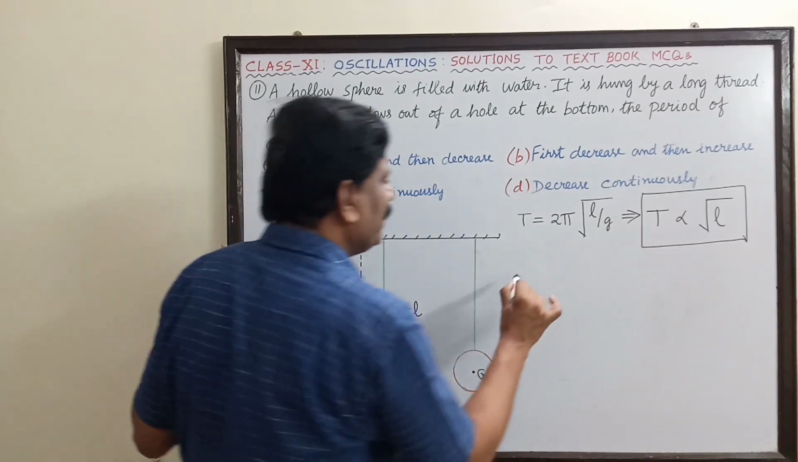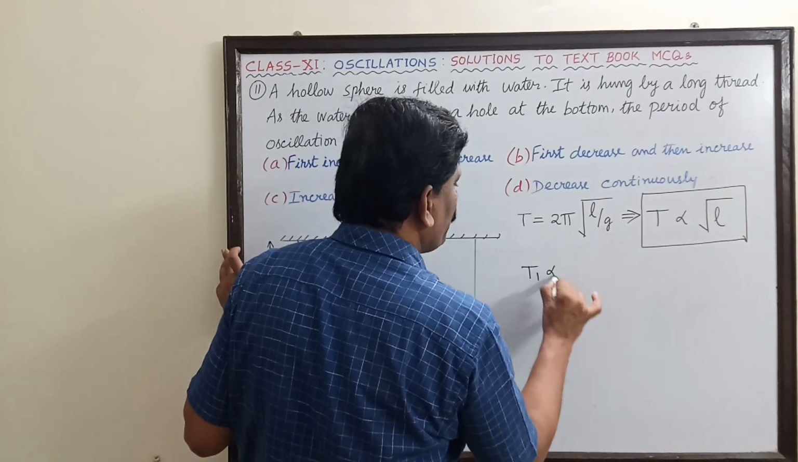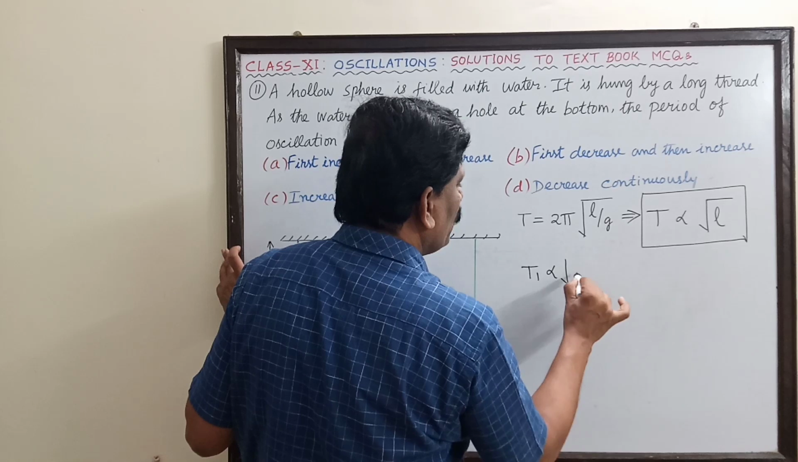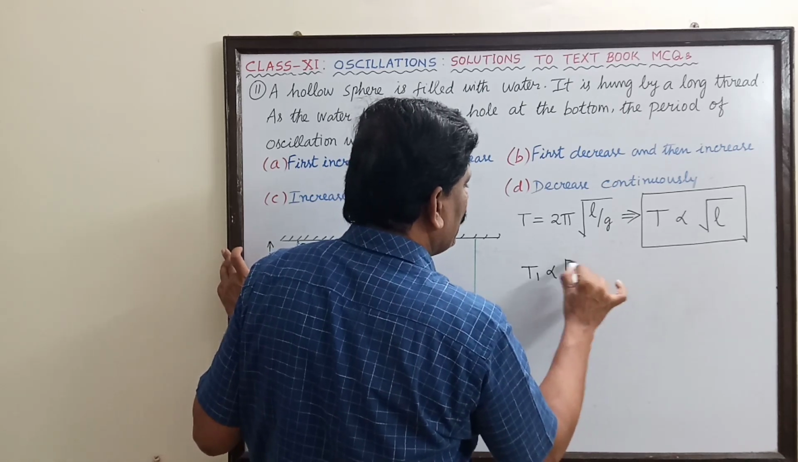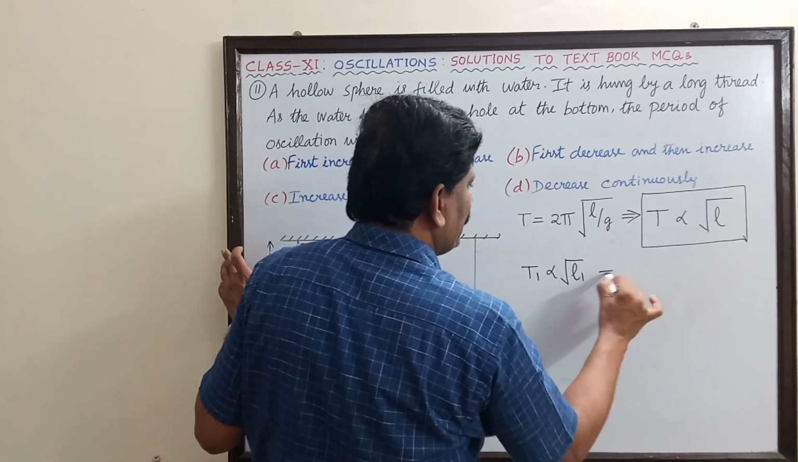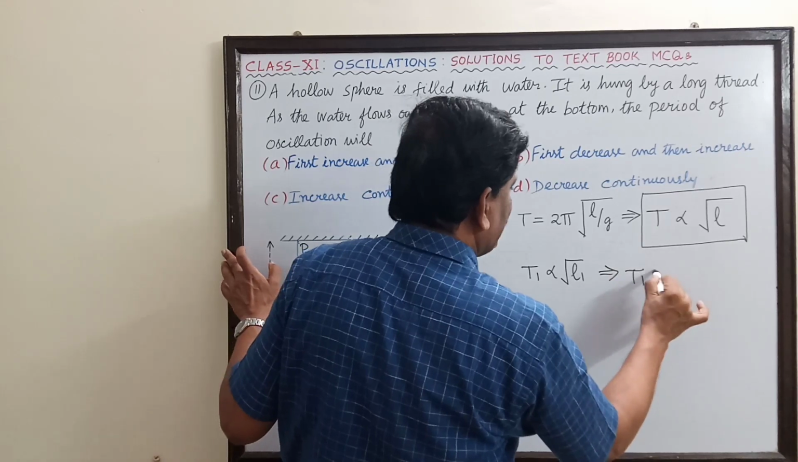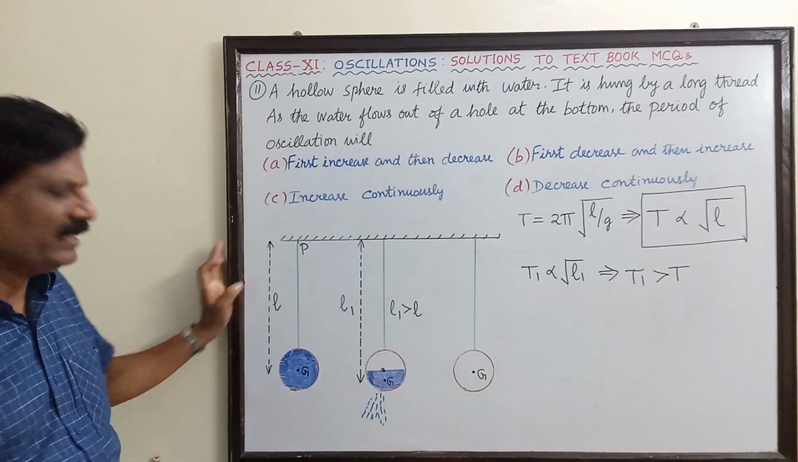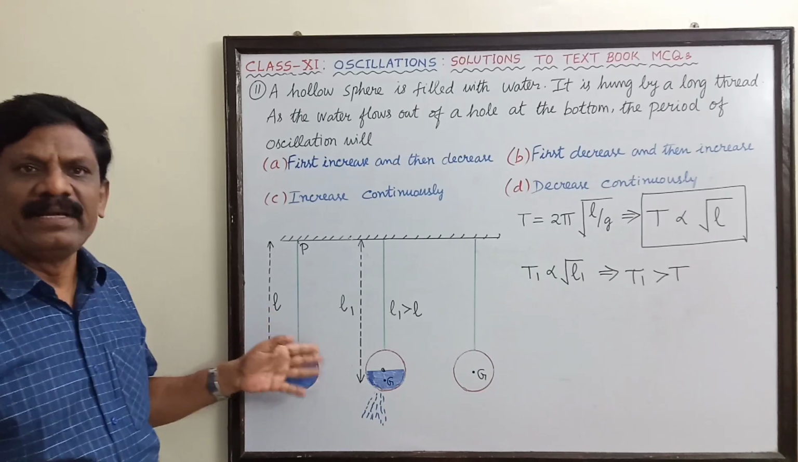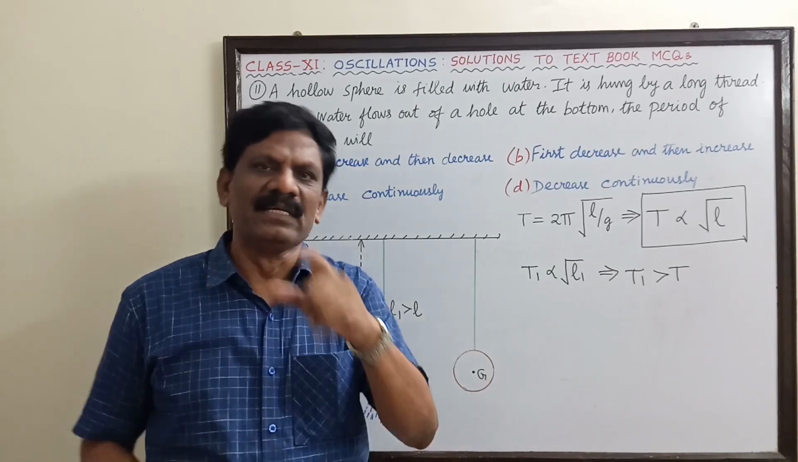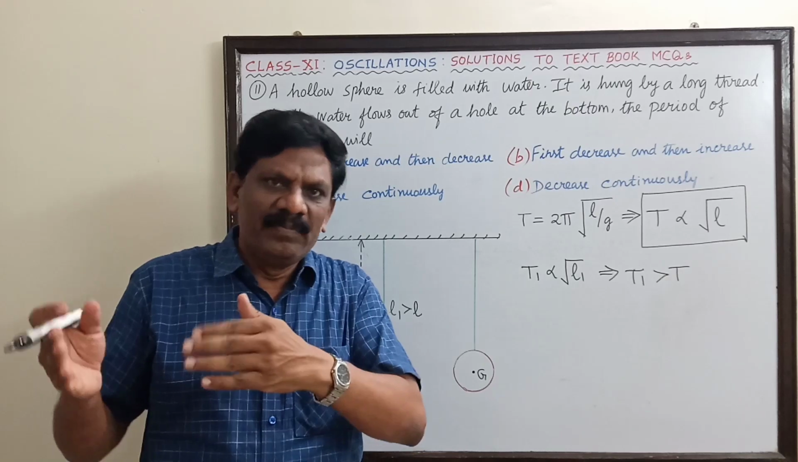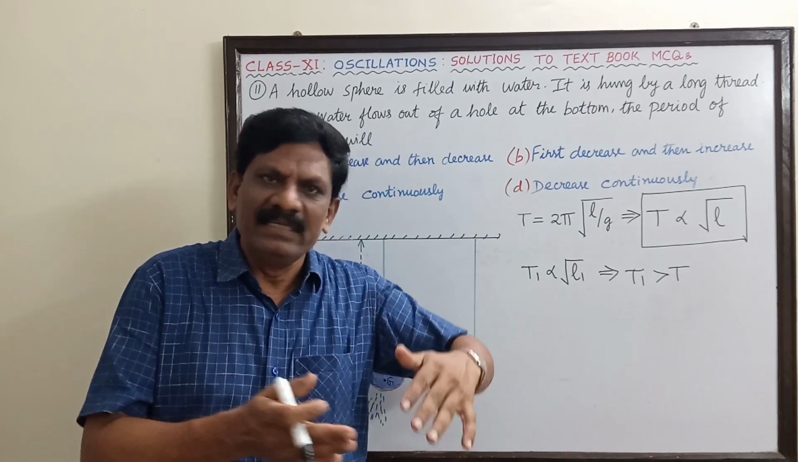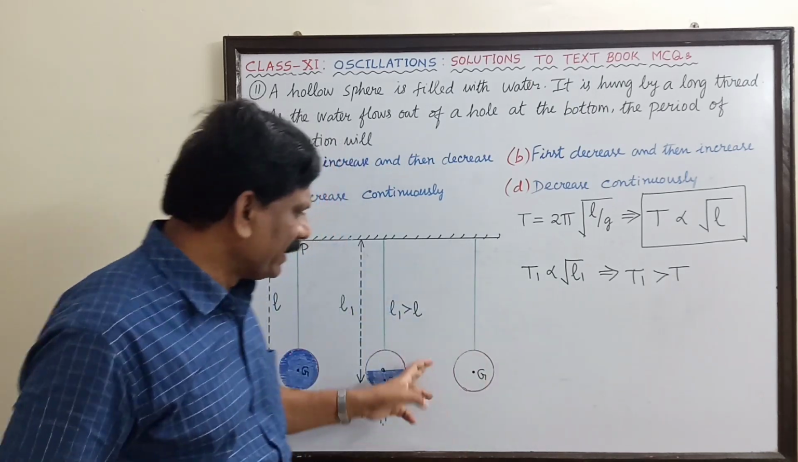So I will write that T1 is proportional to square root of L1, which implies T1 is greater than T. That means initially the period of oscillation increases. So it will be stage by stage continuously increasing. Okay, what next is going to happen?